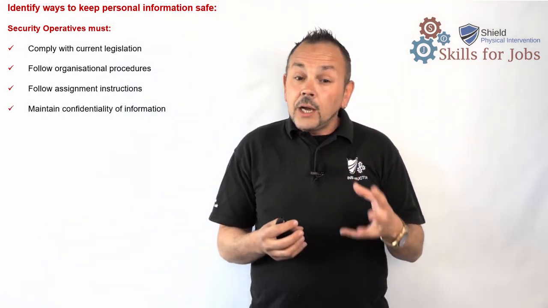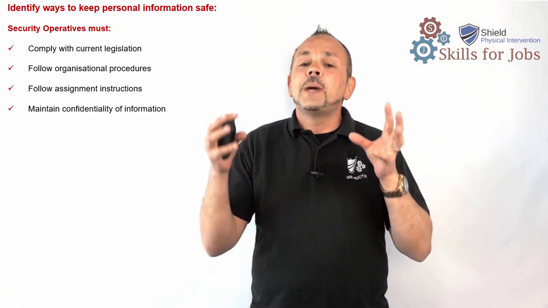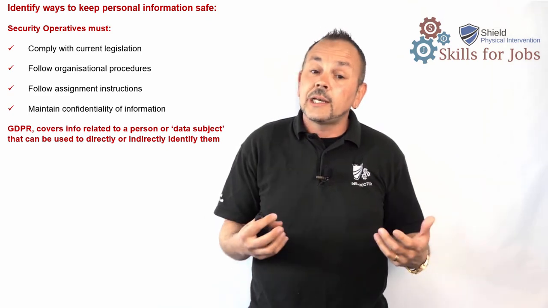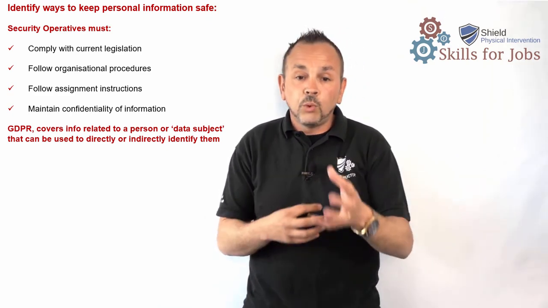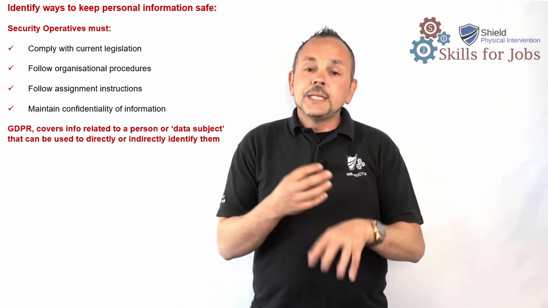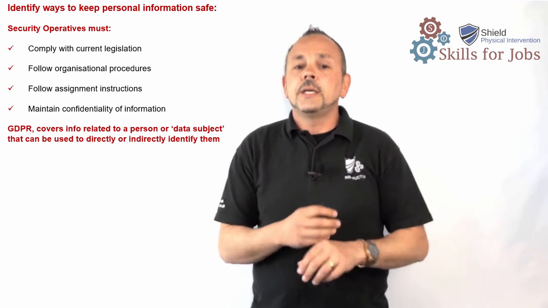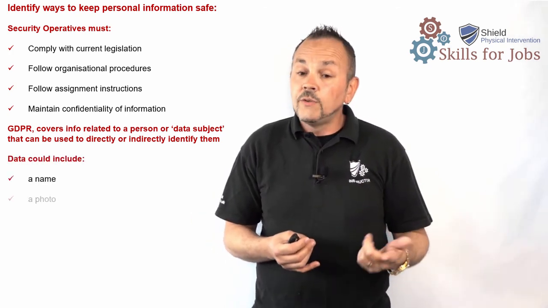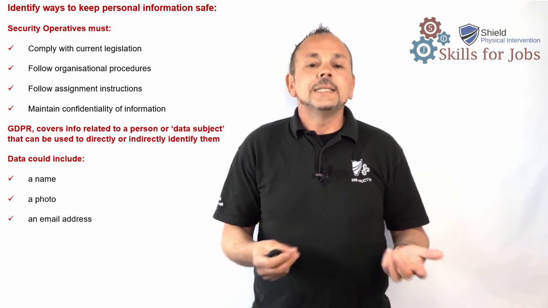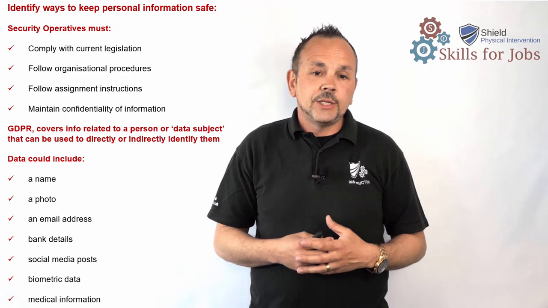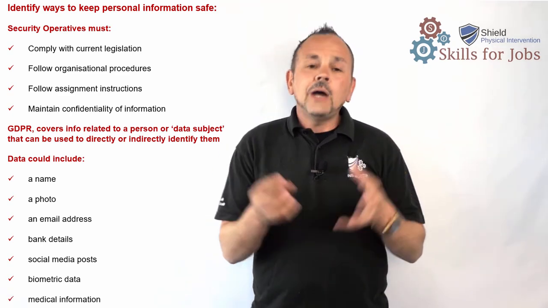So under the GDPR 2018, this covers information related to a person or data subject that can be used directly or indirectly against them. Okay, so your employer must have a policy in place in relation to report writing and confidentiality. What could also come under personal information would be anything from their name, a photo of them, an email address, to things like bank details, social media posts, biometric data, and medical information.